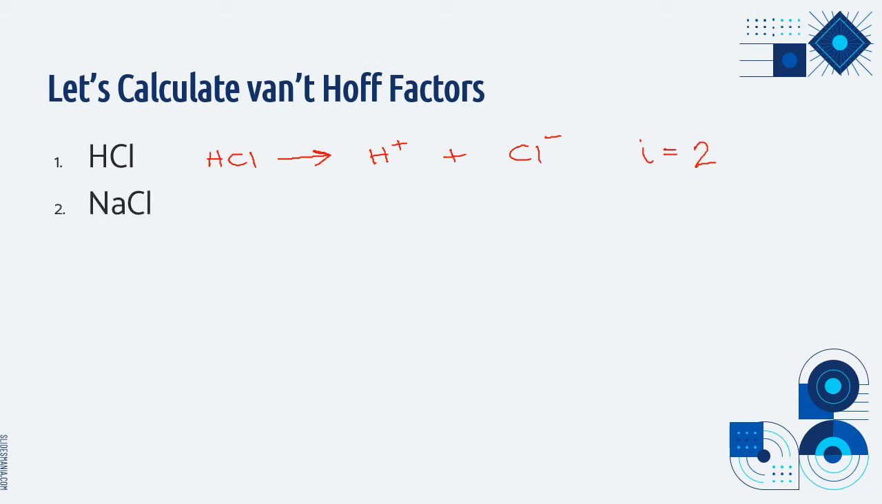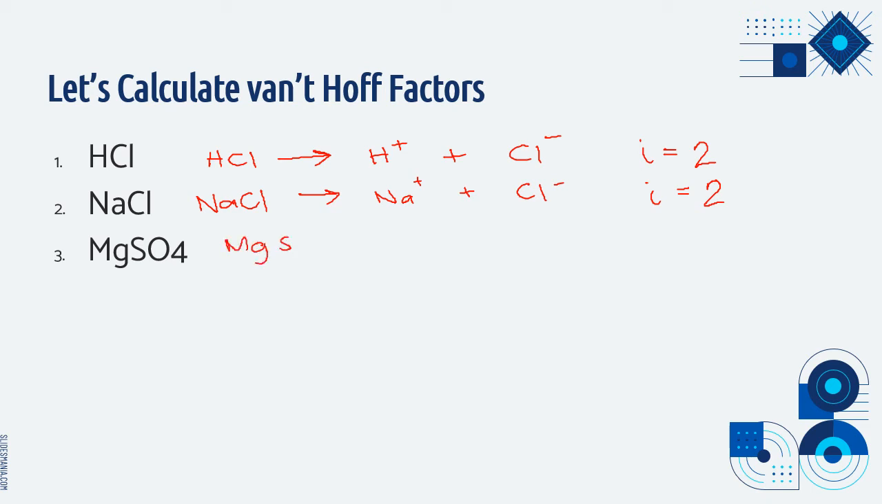Next, we have your NaCl. If NaCl dissociates, it will form Na+ plus your chloride ion. You have two ions here, therefore the Van't Hoff factor is 2. How about magnesium sulfate? It's MgSO4. If it dissociates, we will have your magnesium ion and your sulfate ion. Therefore, our i is again 2.